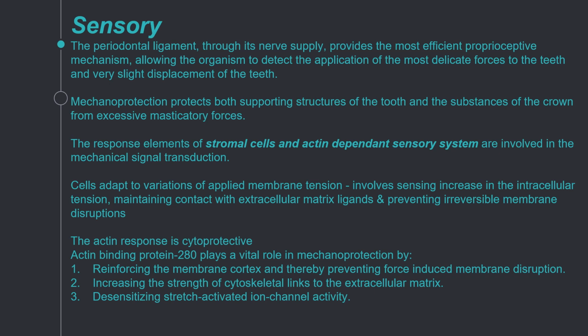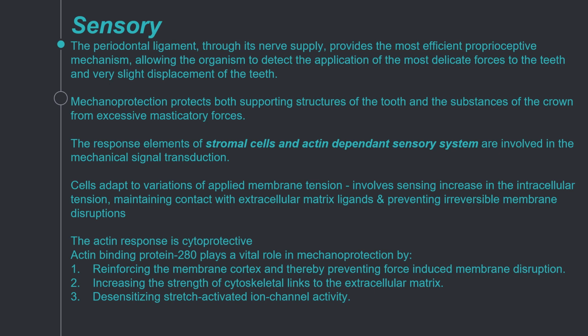So what are the elements that give this kind of protection? The stromal cells and the actin-dependent sensory system. Actin is nothing but a part of the cytoskeleton of the cell. As I told you, the cell will have a cell membrane, and the cell membrane has something called the cytoskeleton. Actin is a protein which is present in the cytoskeleton of the cell. So this plays an important role in mechanoprotection.